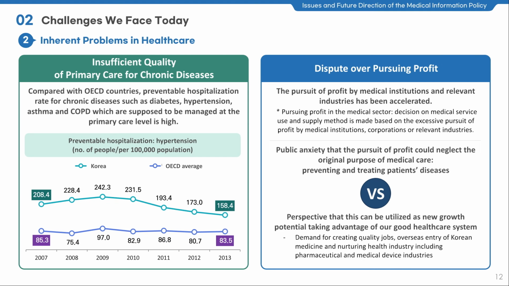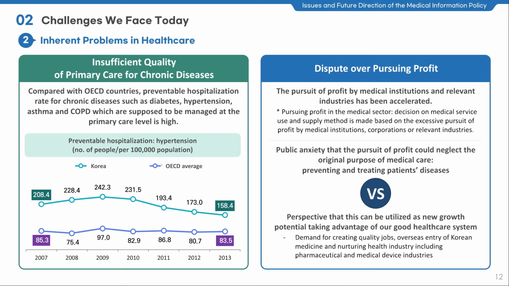In addition, hospitalization rates for chronic diseases such as diabetes, hypertension, and asthma that need to be treated by primary care providers are higher than in other OECD countries. Given this, it can be inferred that the quality of medical care for chronic diseases is low.